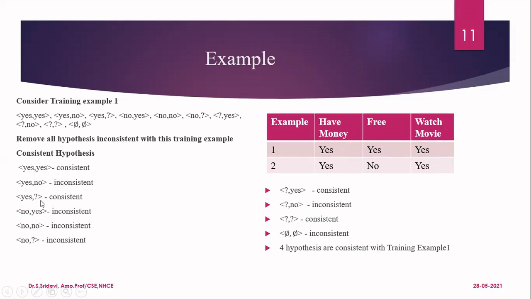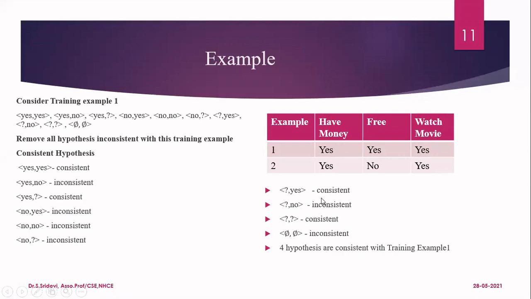Now let us see the next one, yes, question mark. When you give this data set to this particular hypothesis, it is going to give the output as yes, because according to this hypothesis, when the first value is yes and the second value can be anything, it will give the answer as yes only. Now, what is your input? Yes, yes. So it is going to accept this data and it will give the answer as yes only. And the output is also yes, therefore it is a consistent hypothesis. Likewise, you can apply all the hypotheses and you can find the answer.